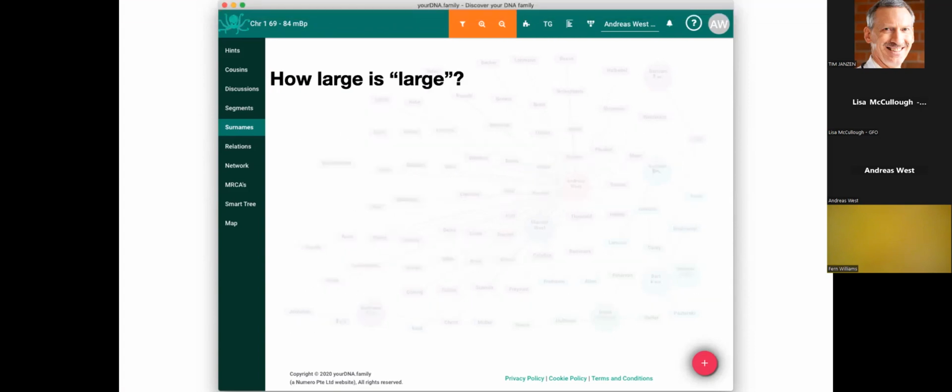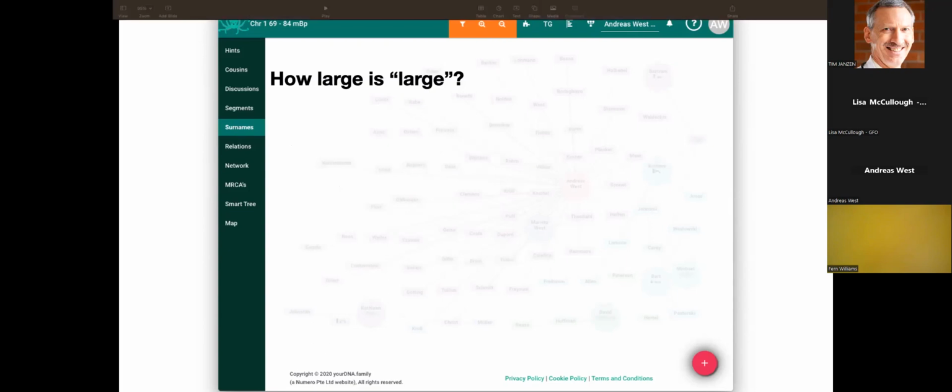So let's start with the first point. How large is large? And I thought about it. To me, a large triangulated group is probably at the number of 30 DNA cousins. So terminology-wise, a DNA cousin for me is a DNA match that is triangulating. So there's a DNA triangulation with that DNA match and also, obviously, with a third or even more independent other matches. So 30 is really where probably the breaking point starts.